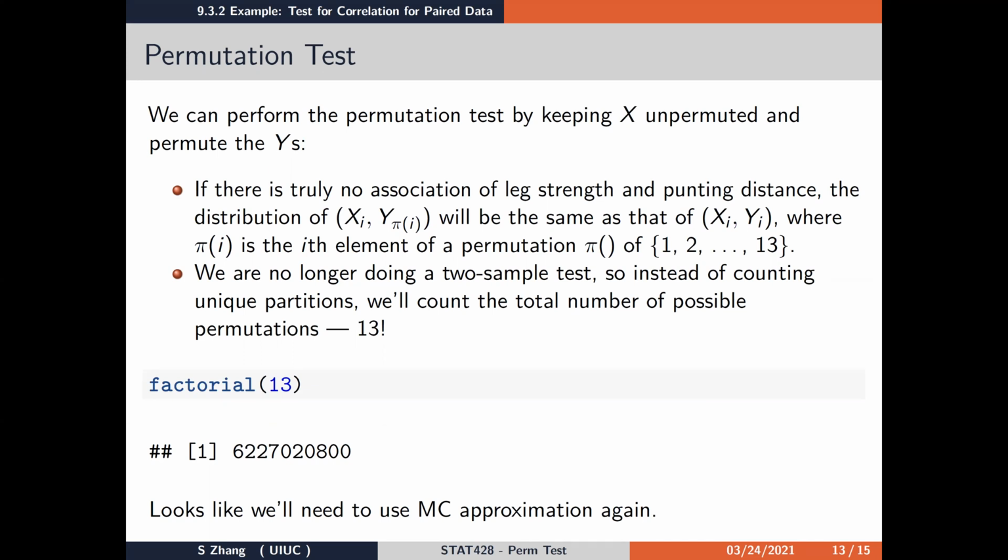Again, if there is truly no association of leg strength and punting distance, then the distribution of xi with y pi(i), so permuted y's, should be the same as that of xi and yi. Here, pi(i) is again the ith element of the permutation pi applied to 1, 2, all the way up to 13. Since we are no longer doing a two-sample test comparing the distribution difference between two groups, we do not need to do unique partitions.